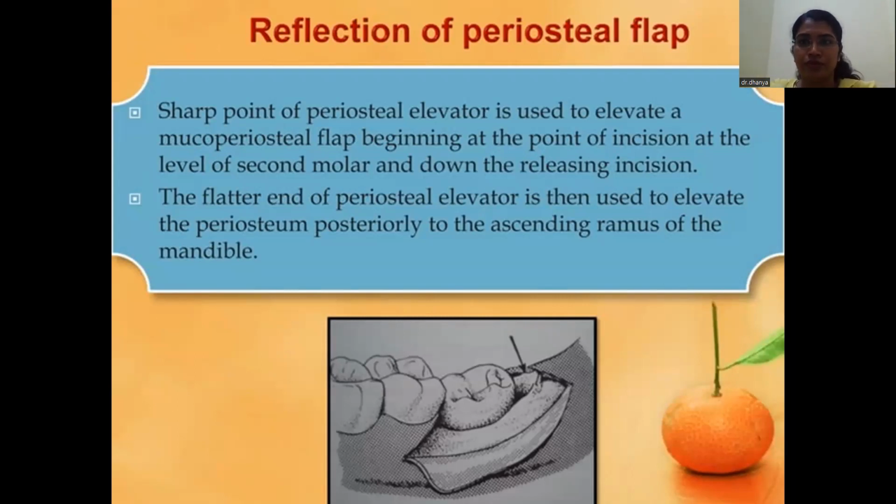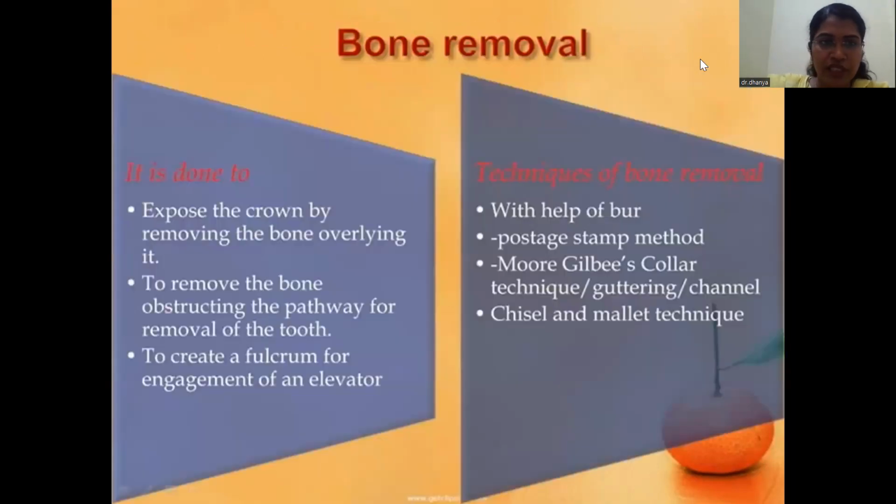So, coming to our surgical removal. There are different types of surgical removal. Once you expose the crown or the bone part which is visible, then we are going to do the bone cutting or bone removal, which can be done in multiple ways, either using your burr, which is the most commonly accepted technique and the easiest in a sense. Then there is your postage stamp method. Then there is your chisel and mallet technique. And in order to start with your bone removal, you have to expose the crown first.